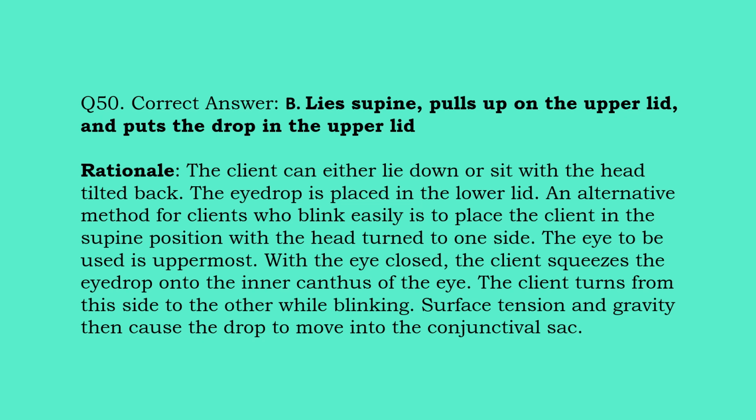Rationale: the client can either lie down or sit with the head tilted back. The eye drop is placed in the lower lid. An alternative method for clients who blink easily is to place the client in the supine position with the head turned to one side. The eye to be used is uppermost.